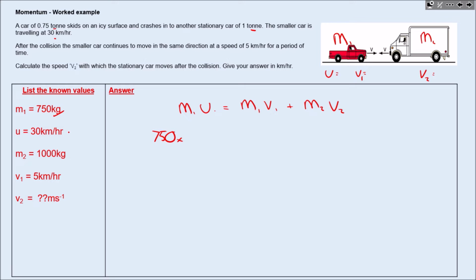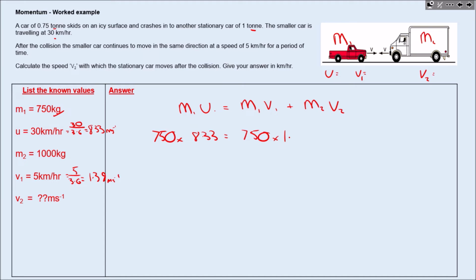Now we're going to have to give that some thought. How do we go from kilometers an hour to meters per second? That's right, we divide by 3.6. We've got 30 divided by 3.6, and that will equal 8.33. And that's going to equal the same mass, 750, times this velocity, which is 5 divided by 3.6. We've got 1.39. Right, we'll put that 8.33 up there. Meters per second, meters per second. Okay, so let's stick that up.